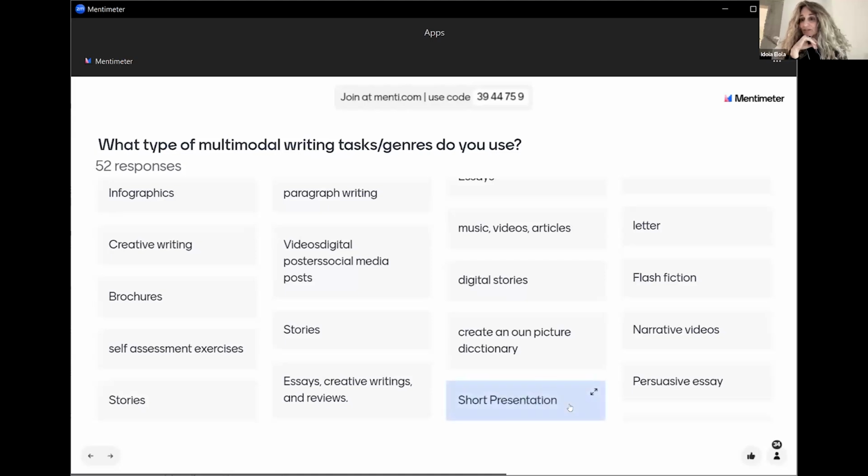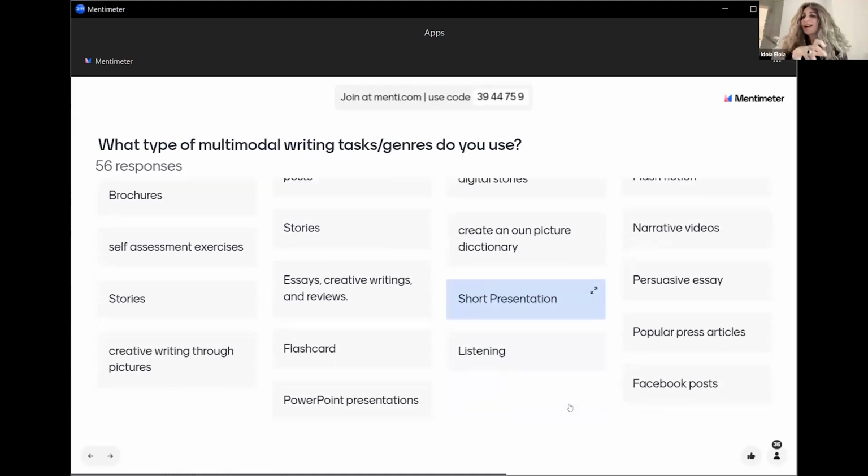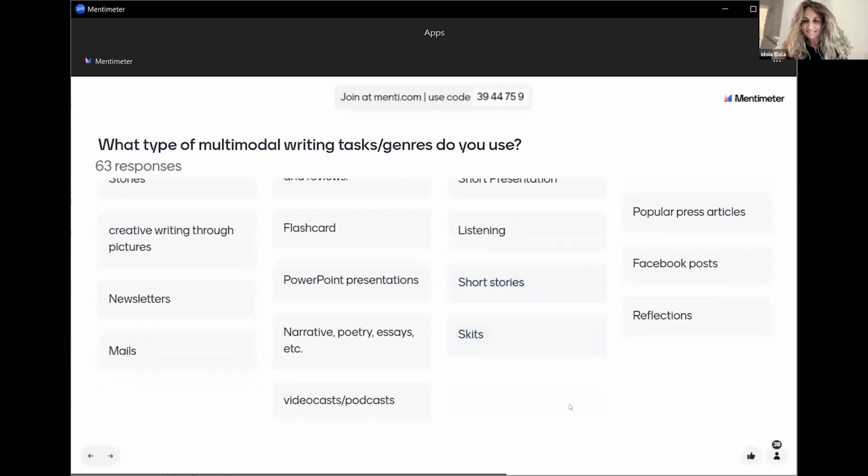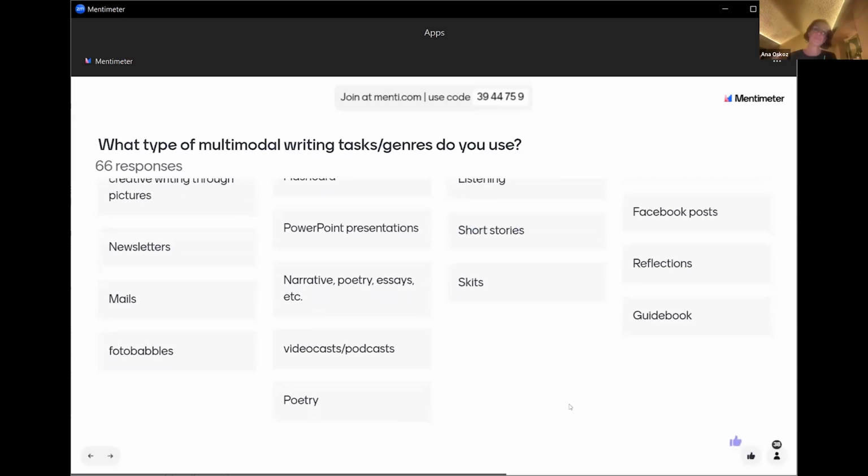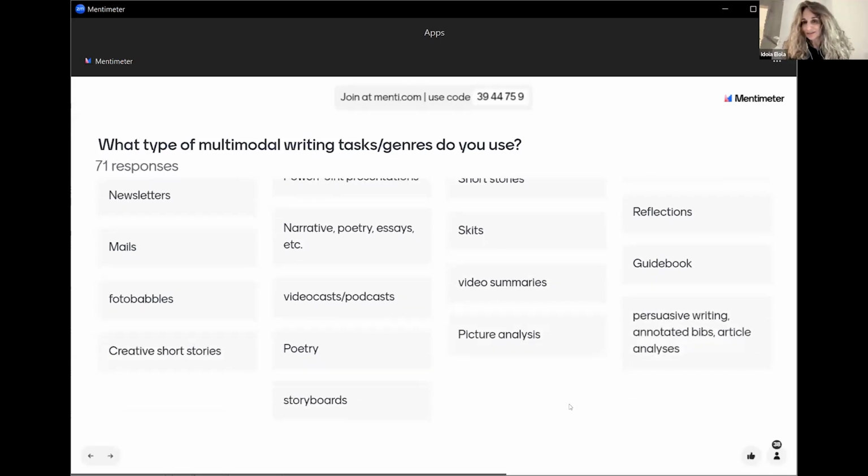Well, there is a variety of genres here, which speaks well of all of us as instructors. PowerPoint presentations, skits, poetry, pictures. Fantastic. All right, so we have a better sense of the genres. So we're going to continue.